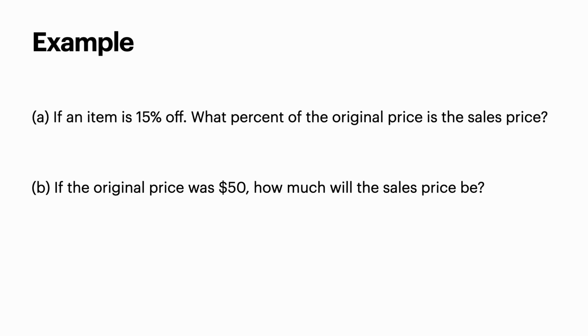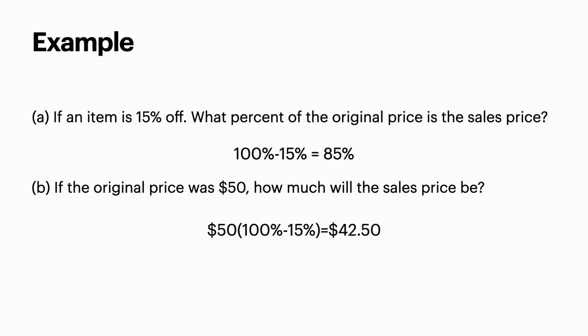Let's look at another example. If an item is 15% off, what percent of the original price is the sales price? And part B, if the original price was $50, how much would the sales price be? Go ahead, pause the video, and try to solve this yourself. Come back, and we'll see if we get the same answer. Okay, so we're going to take 100 minus 15. That's 85%, or 0.85 would be acceptable too. If the original price was $50, what's going to be the sales price? We multiply 50 times 0.85. We find $42.50. Hopefully you got the same answer as I did.